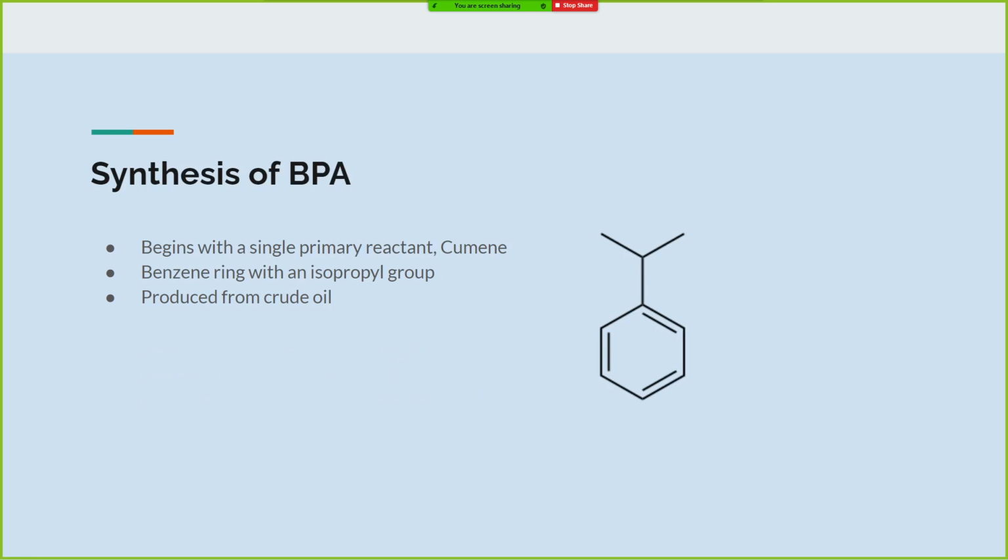Let's go, talking about the synthesis. The synthesis of biphenol starts with a single primary reactant, cumene, a benzene ring, like you can see here, and an isopropyl group, like the benzene ring and the isopropyl group on the top, produced from crude oil. And now David will talk about the oxidation.